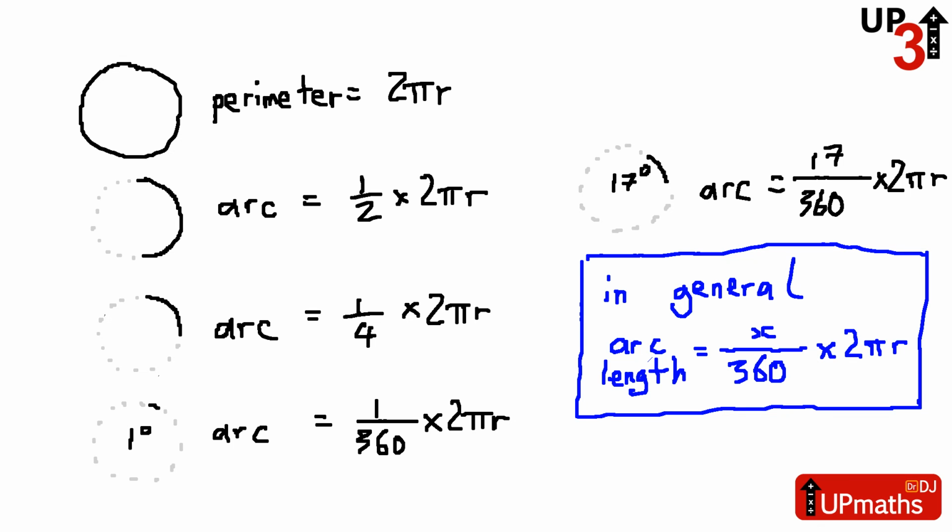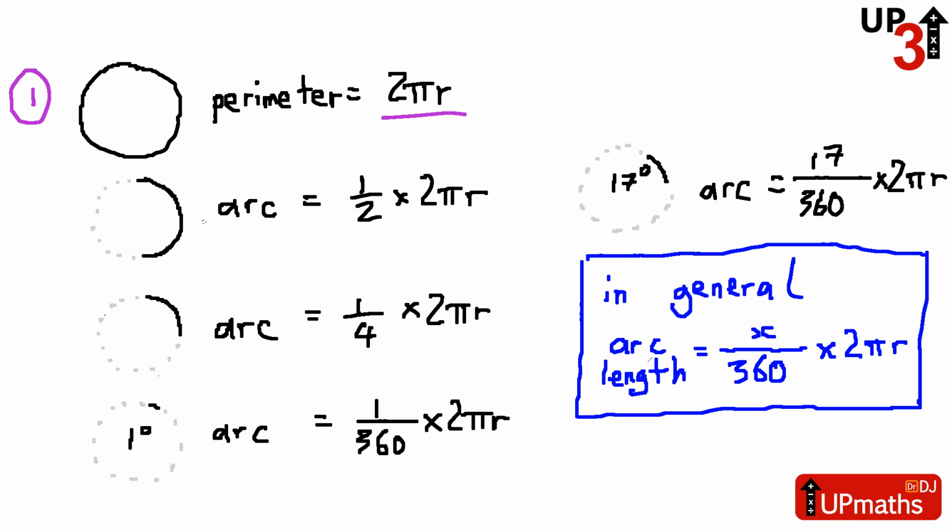Here's my preferred way to learn how to work out the length of an arc. First of all, what's the perimeter of a circle? That's 2 pi r. If you don't know that, probably go away and learn a bit about that first. If you're comfortable with that, okay.